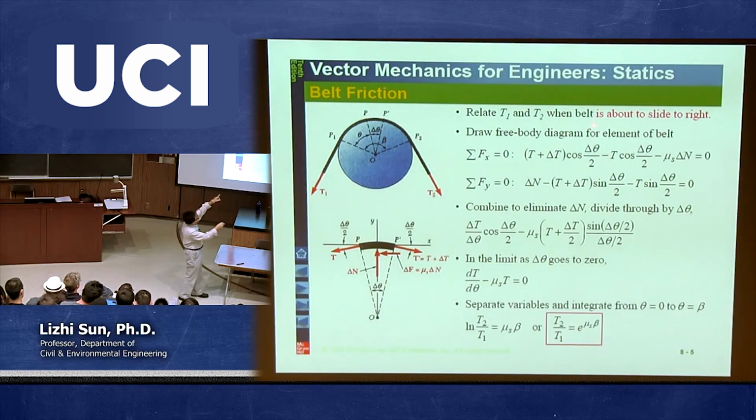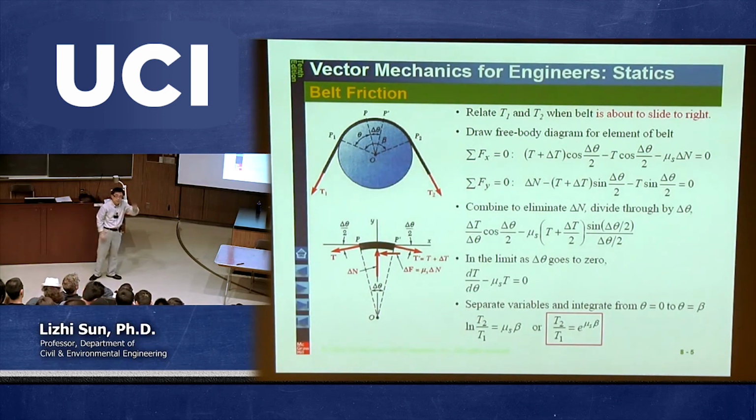But you need to know which direction it is about to slide. So if we want to relate T1 and T2 when the belt is about to slide to the right, then T2 needs to overcome not only T1 but also the friction. So obviously T2 is bigger, because T2 should be equal to T1 plus this kind of friction resistance.